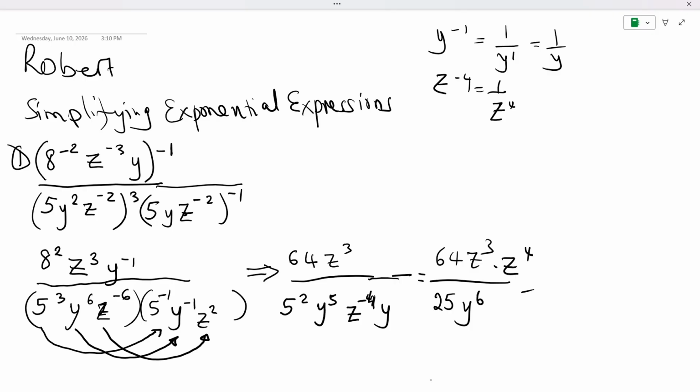And finally, here we have 64 z to the power 7, and this is all divided by 25 y to the power 6. So finally, that's our answer.